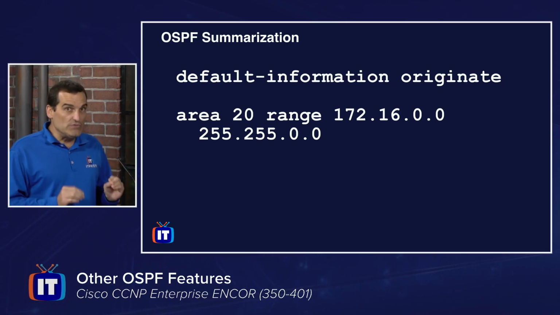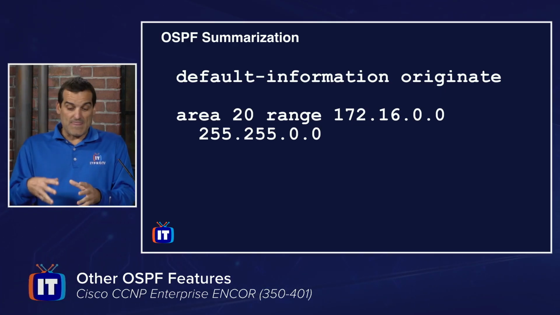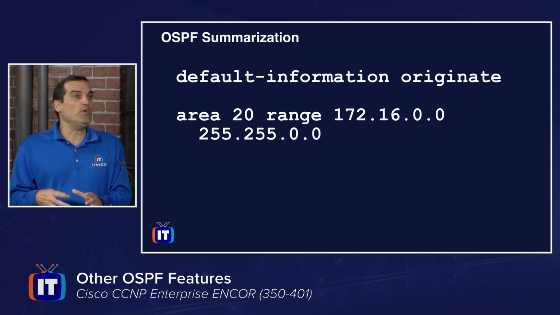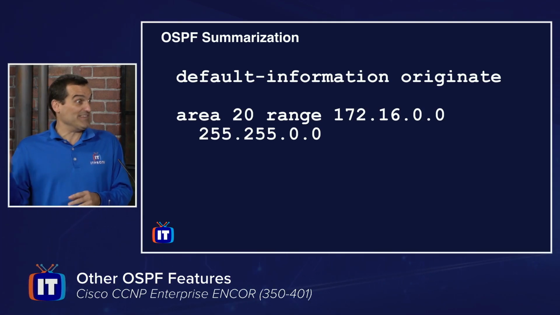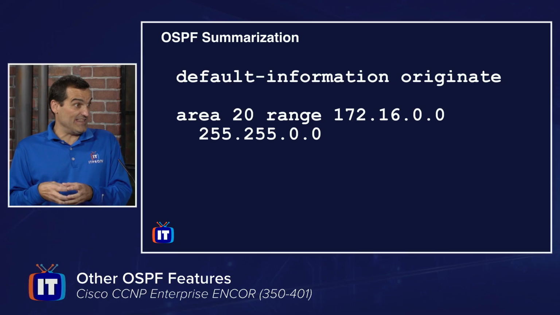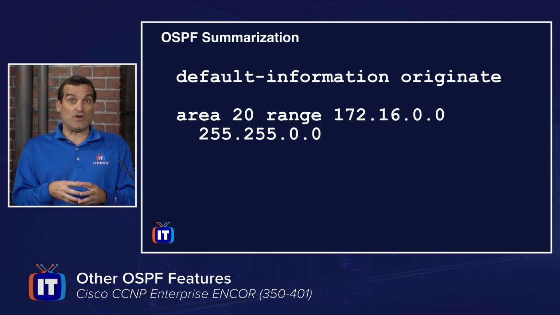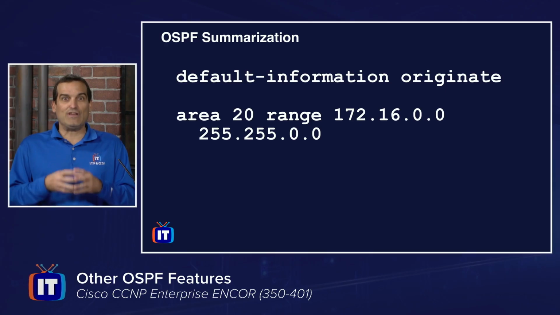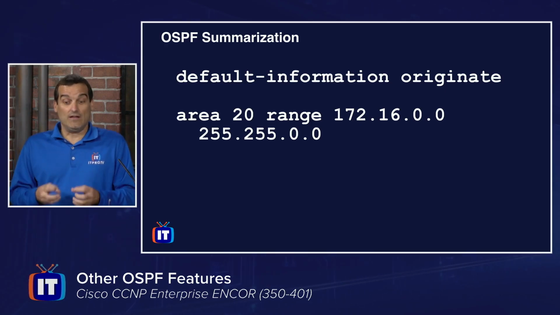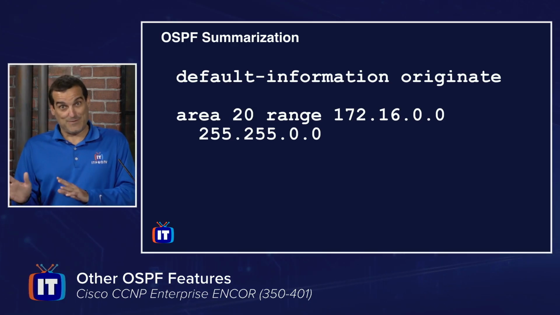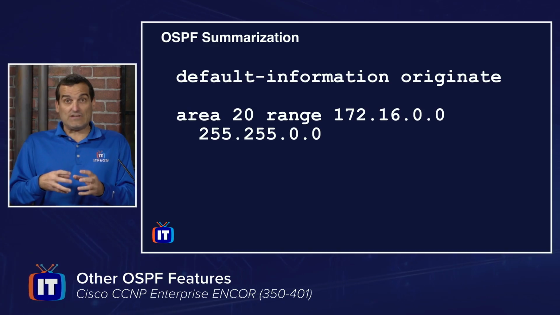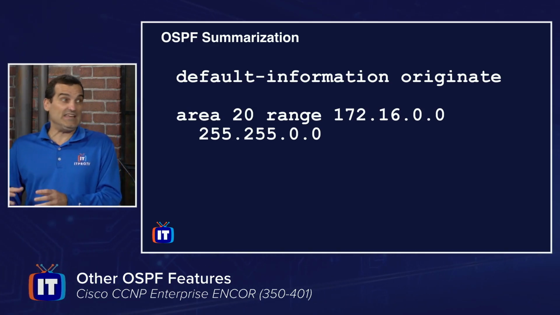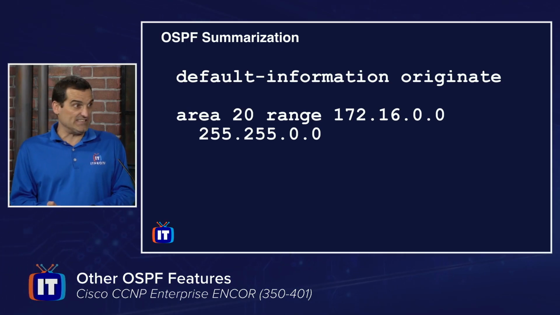What we are doing when we do this is we are saying that area 20 has what we call component prefixes in it for 172.16 something, and we're summarizing that. A great example of this would be to summarize those into the backbone. So we do this on an area border router, and we're saying, look, Mr. or Mrs. Backbone, we are going to advertise into you 172.16 instead of doing 172.16.1, 172.16.2, 172.16.3.